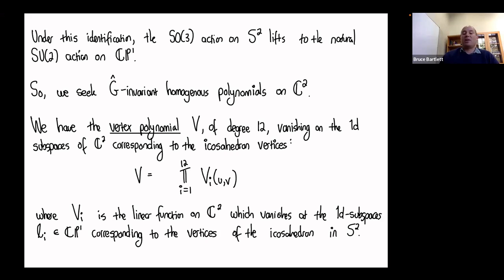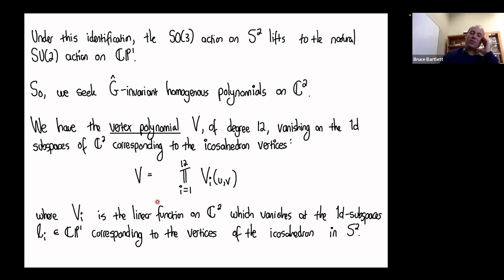So we've got the vertex polynomial B of degree 12, which vanishes on the one-dimensional subspaces of C2 corresponding to the icosahedron vertices. To each vertex of the icosahedron, there's a certain linear form, which I can write down, which vanishes on that vertex.